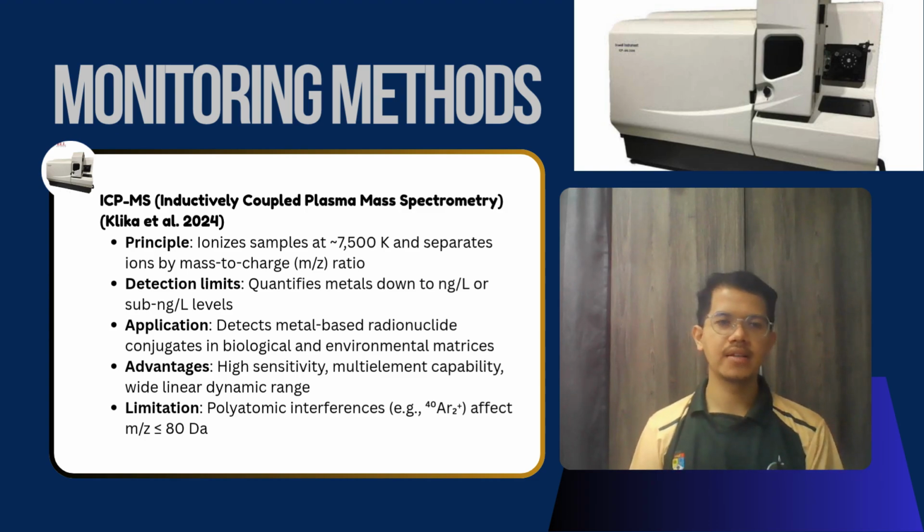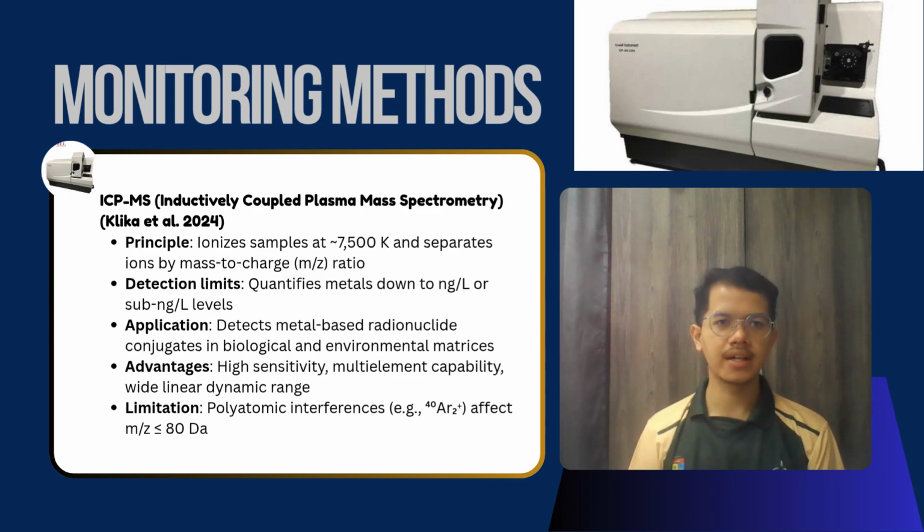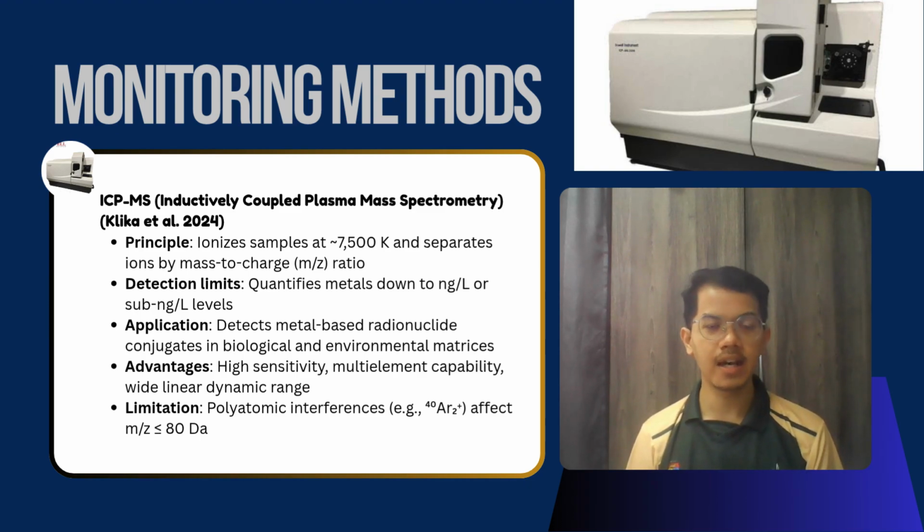Now let's look at the first monitoring method, which is inductively coupled plasma mass spectrometry, or ICP-MS. So according to Klicker et al. in a 2024 paper published in the Journal of the American Chemical Society, ICP-MS is an important tool in radiopharmaceutical science because the instrument ionizes samples at approximately 7,500 Kelvin and separates ions based on their mass-to-charge ratio, or m to z.